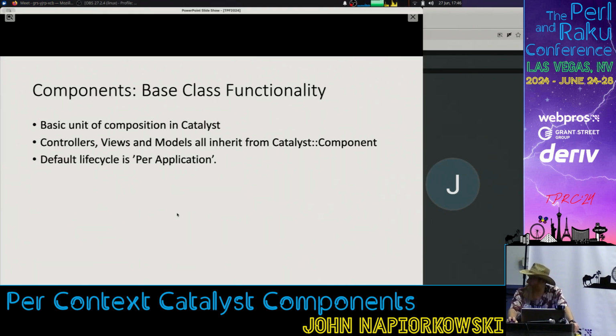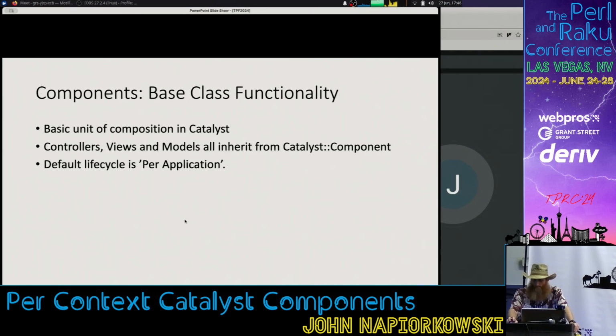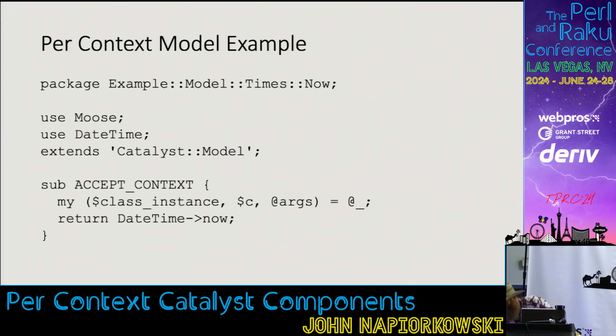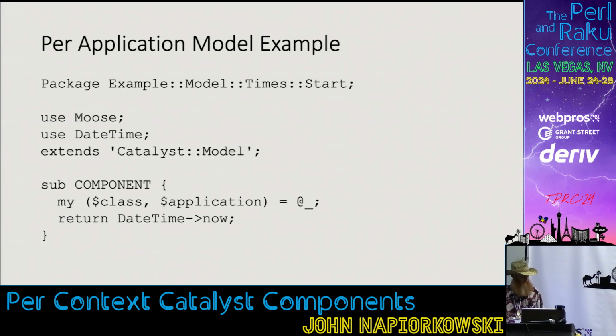Okay. Base component. Components are the base class functionality. Controllers, views, and models are made of components. And the default lifecycle is per application, which means that when the application starts, you create the class, and it's the same class for the entire lifecycle. But you can make Catalyst components. If you make a Catalyst component that's a standard component, you call the component method, and it returns the class. And as I said, this lasts for the entire lifecycle of the application.